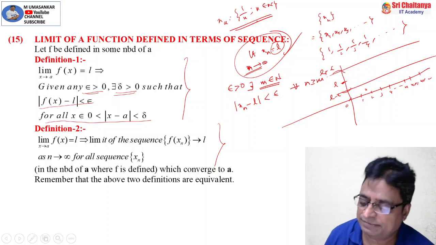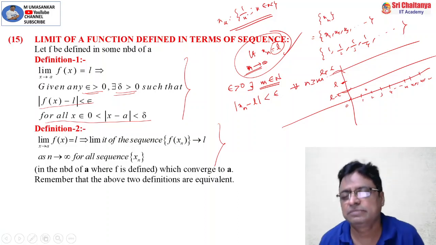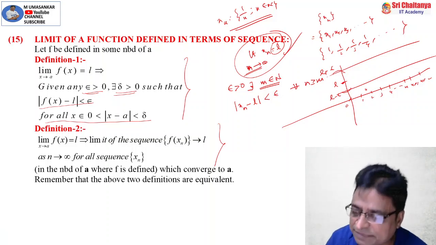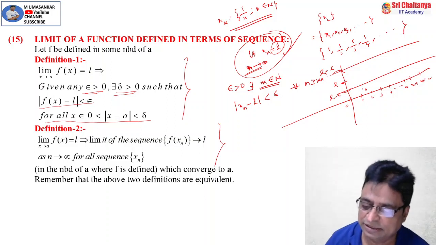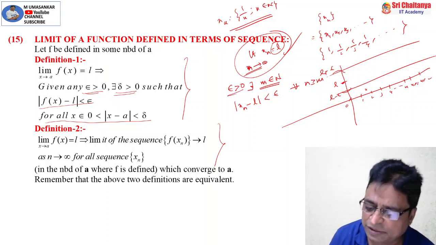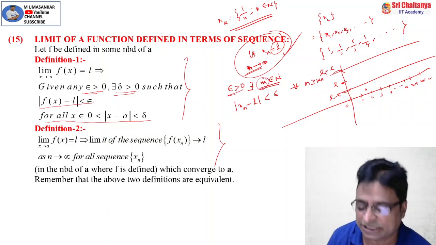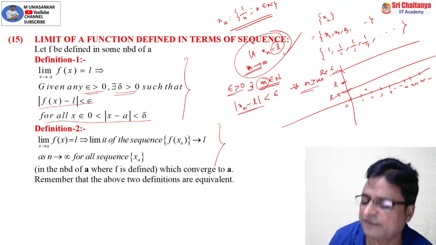Suppose this is the function. When can I say what is the limit of this sequence f of xn? That is the limit as n tends to infinity of 1 by n, which is 0. The concept of limit, graphically or geometrically, I can give like this. For epsilon greater than 0, there exists a positive integer m depending upon epsilon such that modulus of xn minus L is less than epsilon for every n greater than or equal to m.